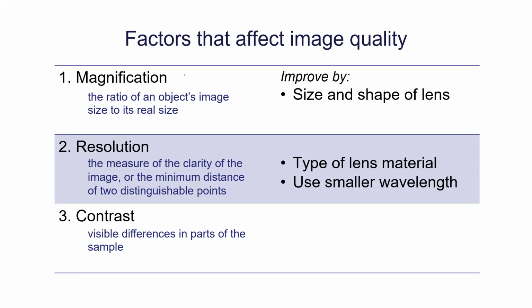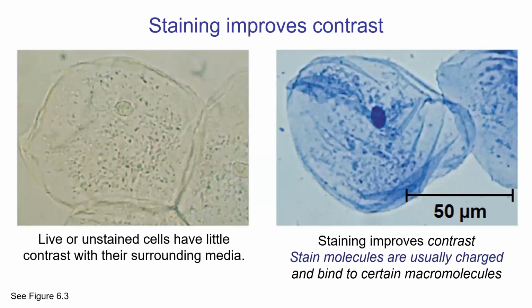Another thing we can do is use smaller wavelengths, and that's where we're going to get into electron microscopy. We'll get there in a couple of minutes. You can see number 3, the last thing we can do to improve our images is to improve the contrast. Contrast is the difference between the parts of a sample, right? So I'll show you a picture here.